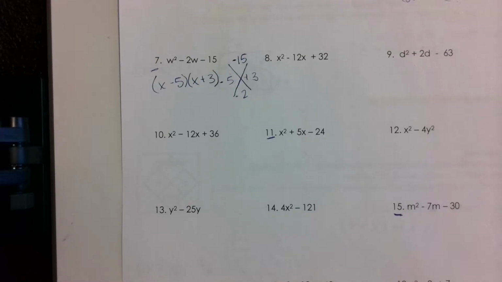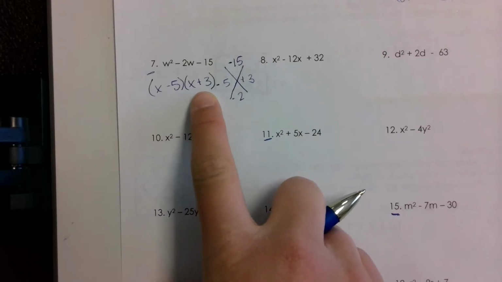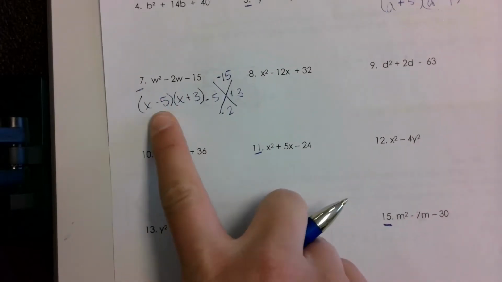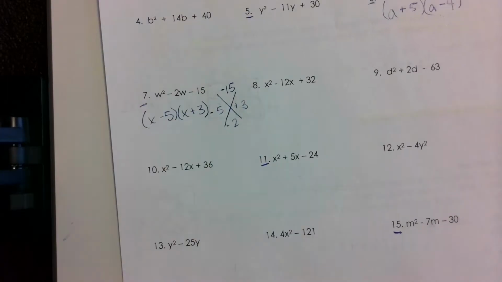How could you quick check that? Negative 5 times positive 3 gives you negative 15. Then negative 5 plus 3 gives you negative 2, so that checks out. Questions there? Are we all right? Is anybody like super lost? Questions?